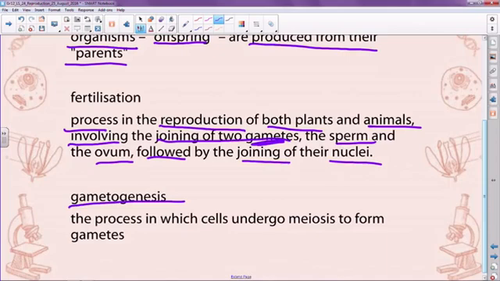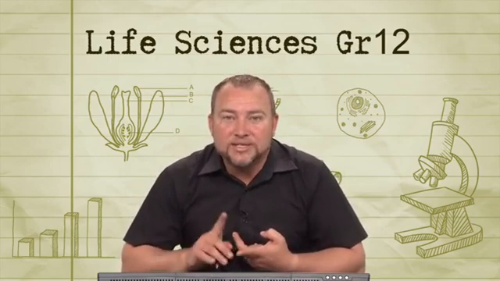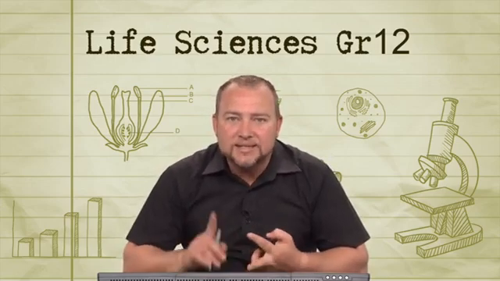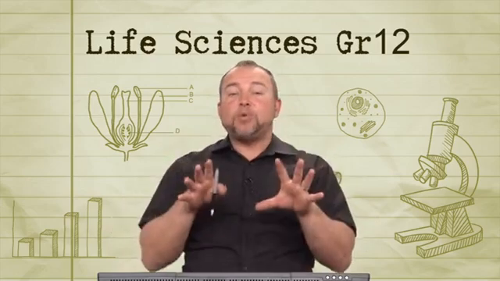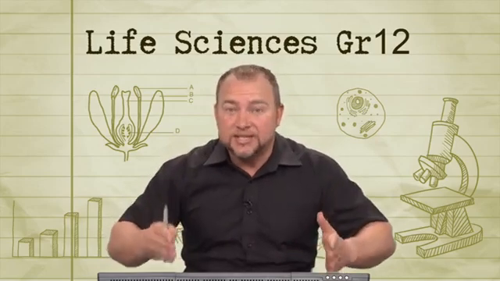Next one we've got is gametogenesis. It's the process in which cells undergo meiosis, very important for the gametes. Gametogenesis is the making of gametes. Genesis is the making. There are two processes that we must remember, don't forget them: meiosis and mitosis. Mitosis is making identical daughter cells. Meiosis is making sex cells or gametes. Those are very important, don't get confused with them. One has a T in it, the other one doesn't. Remember, mitosis, identical daughter cells; meiosis, sex cells.